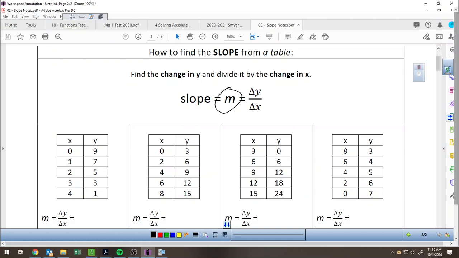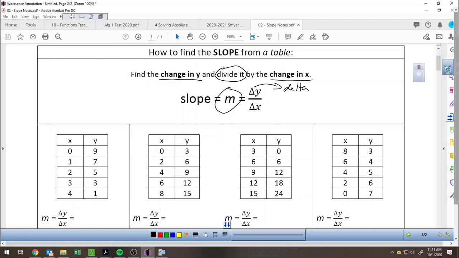You find the change in y and divide it by the change in x. You see these little symbols right here. That's a Greek alphabet symbol for delta. And anytime you see delta, as you go on in life to physics or whatever you do, delta means the change. So it's the change in y over the change in x.